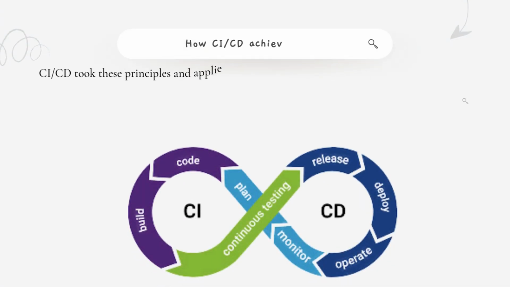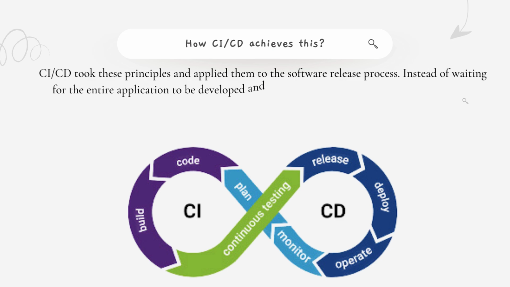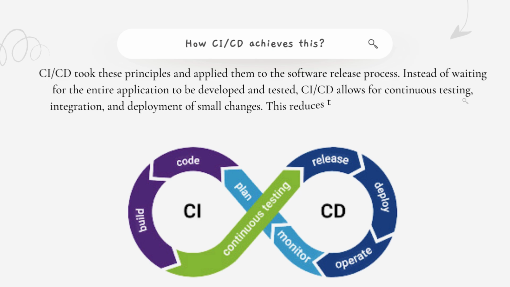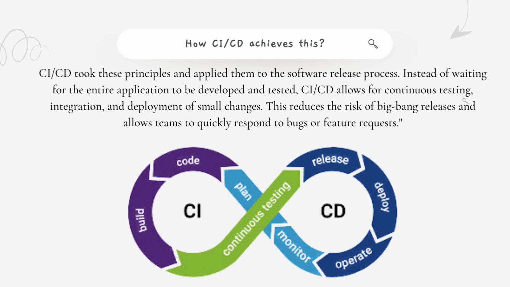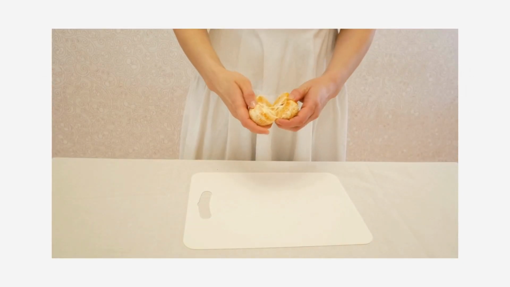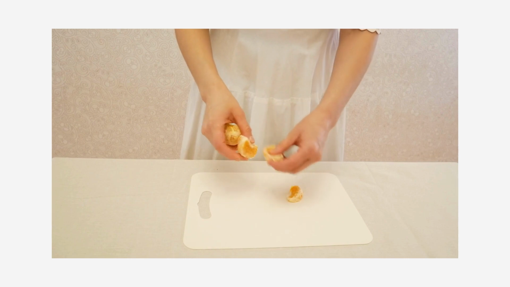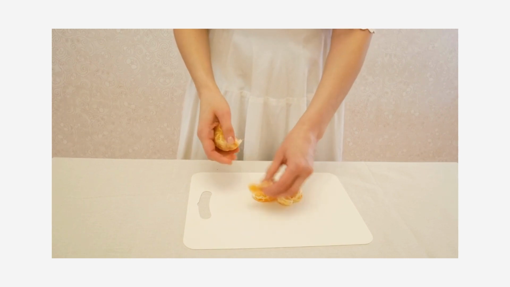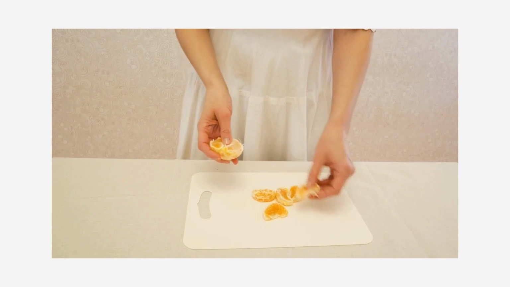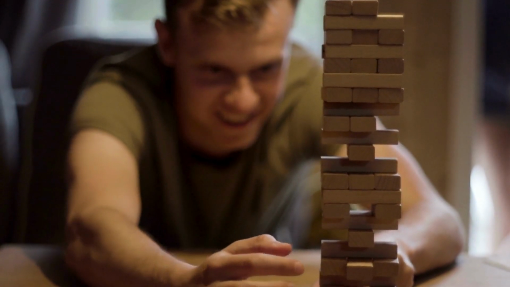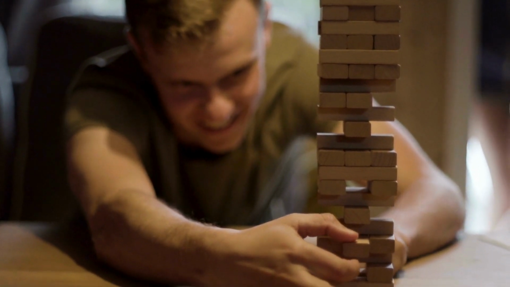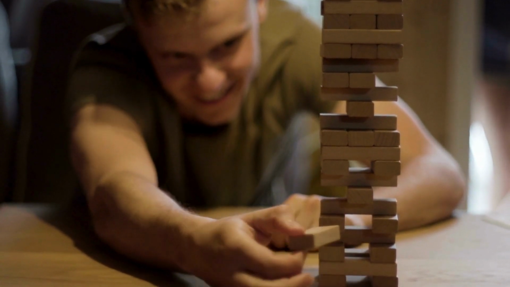CI/CD took these principles and applied them to the software release process. Instead of waiting for the entire application to be developed and tested, CI/CD allows for continuous testing, integration, and deployment of small changes. Instead of going with one big project, we divide our work into smaller chunks and we deploy them, integrate them, and test them. And this happens continuously. So, this reduces the risk of big bang releases and allows teams to quickly respond to bugs or feature requests.